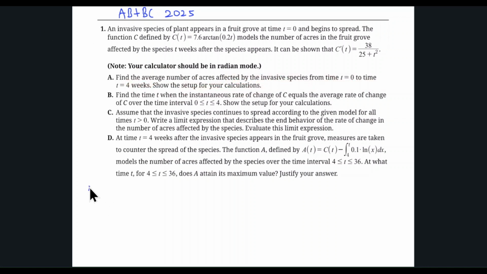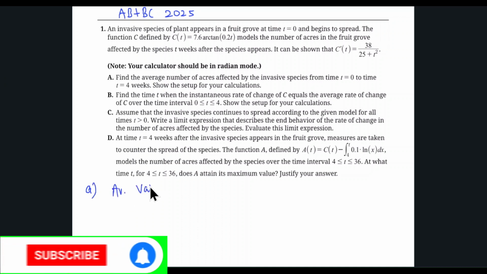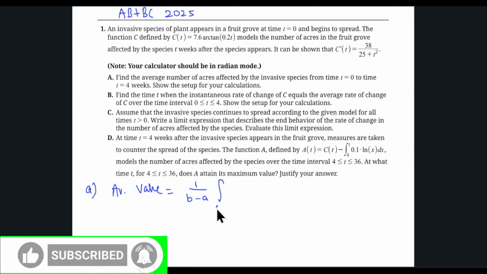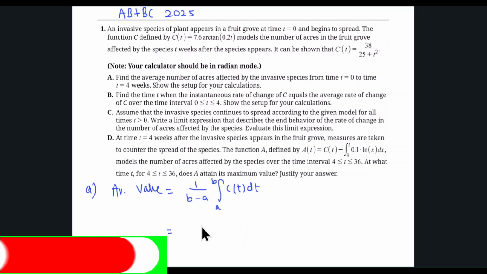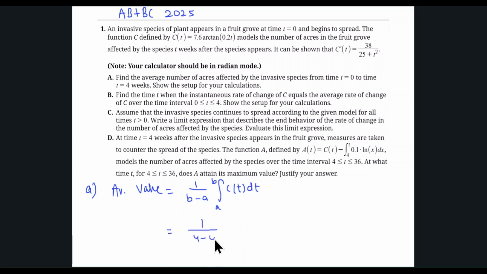So we know that this is just the average value of the function, right? And the average value of the function is given by 1 over b minus a, integration from a to b of the function. What is b? B in this case is 4 weeks, and the start time is 0 weeks. So 1 over 4 minus 0, integration from 0 to 4 of C of t. C of t is 7.6 arctan, which is just tan inverse, of 0.2t.